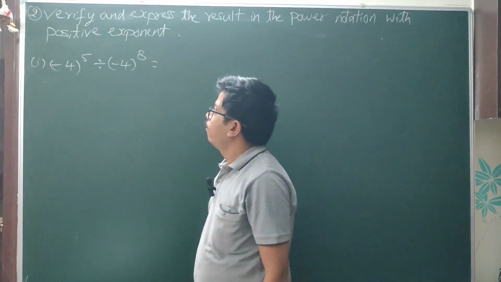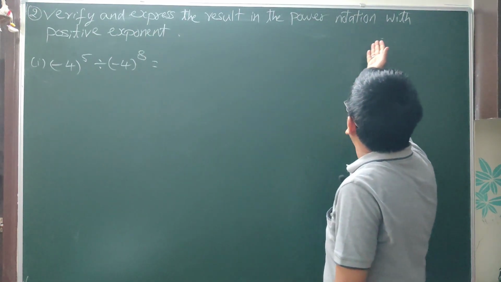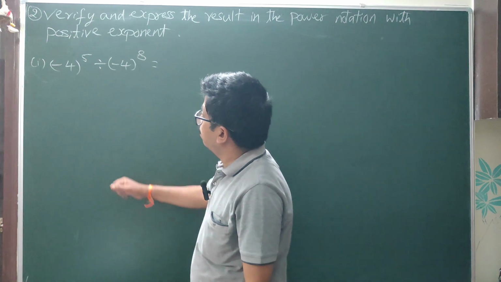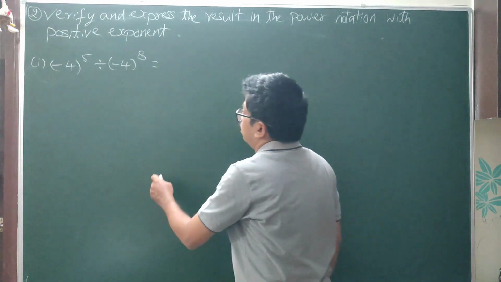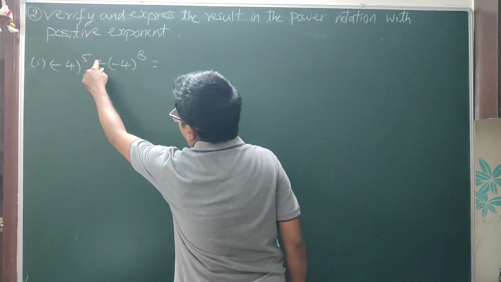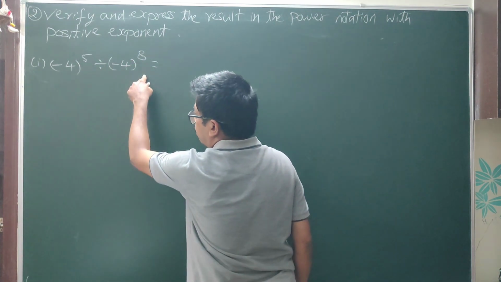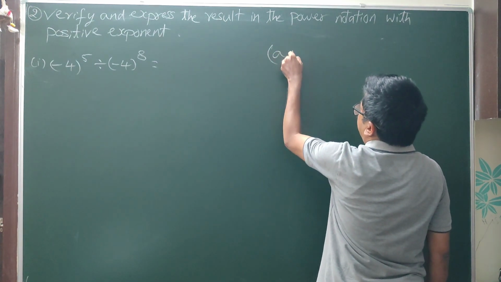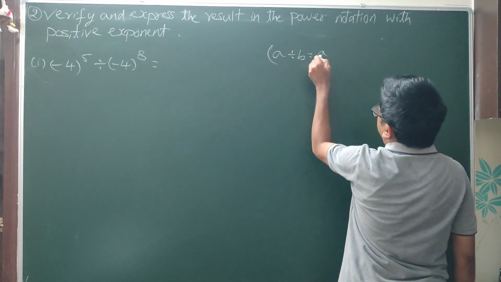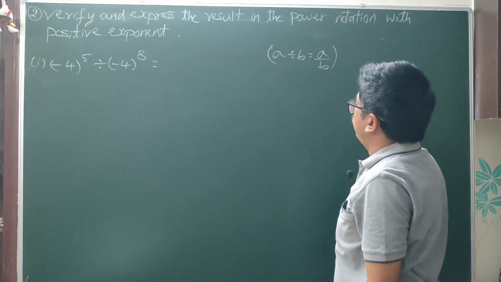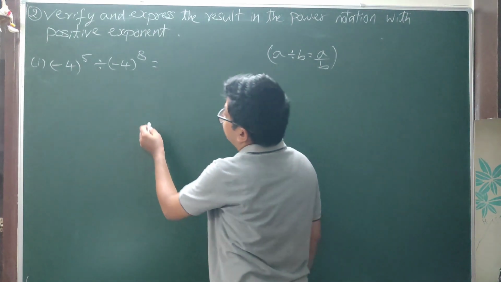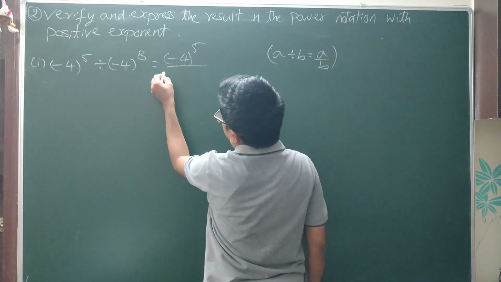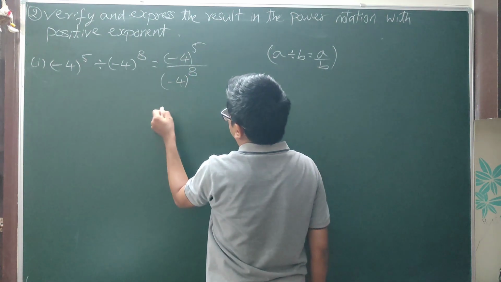Now second question, verify and express the result in the power notation with the positive exponent. Positive exponent means how to express the power in positive term. So first question is minus 4 whole power 5 divided by minus 4 whole power 8. Now let us remember, a divided by b equal to a by b. So a fraction is an indirect division. So minus 4 whole power 5 by minus 4 whole power 8.